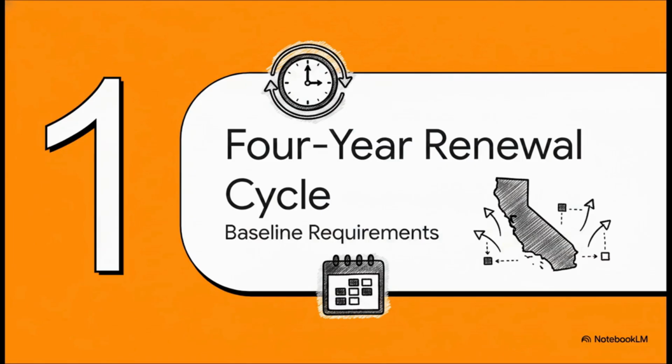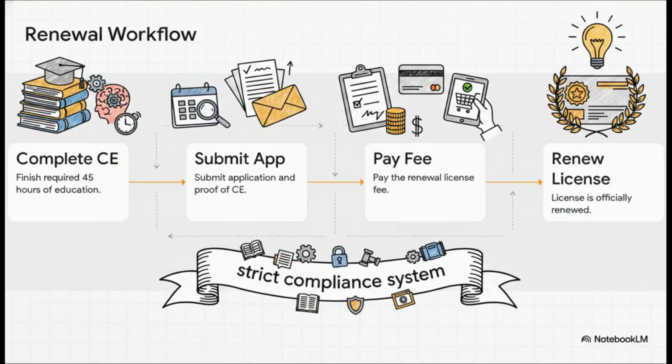These are the baseline requirements for all licensees. To keep your license active, you absolutely have to complete a sequence of 3 main steps before your 4-year window closes. First up, you finish your required continuing education, or CE. Second, you submit your application along with proof of that education. And third, you pay the fee. Only then does your license officially renew.